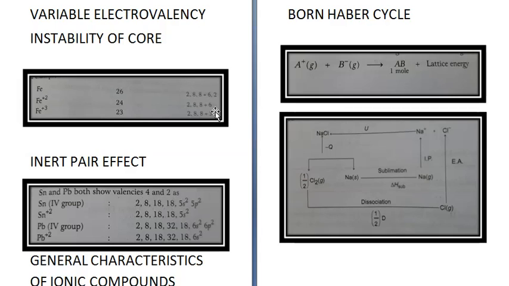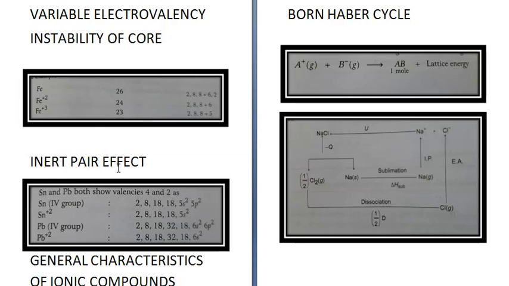Okay, now in this you have to remember that in copper, Cu2+ is more stable than Cu+ in aqueous solution due to high hydration energy. Second reason for variable electrovalency is the inert pair effect.